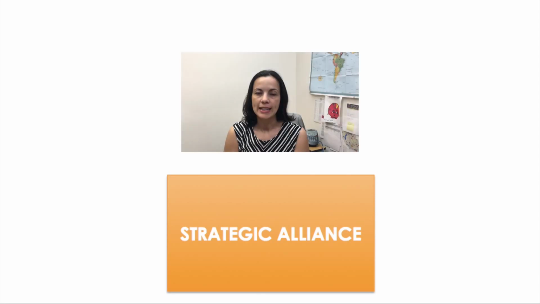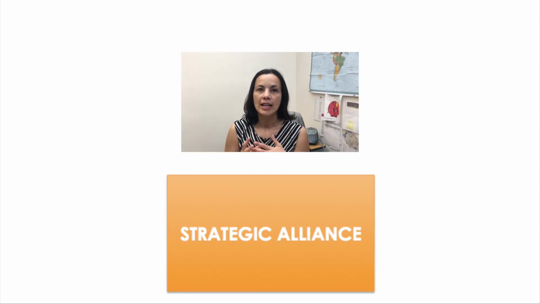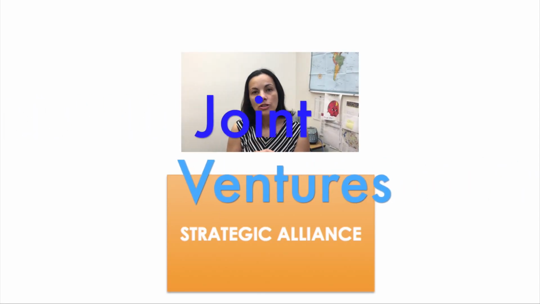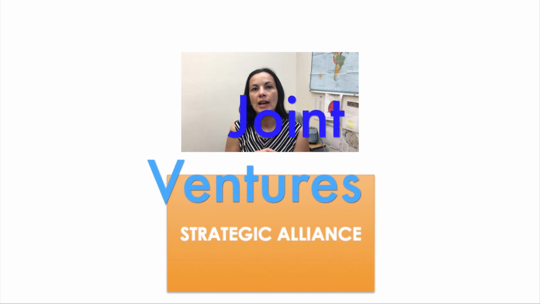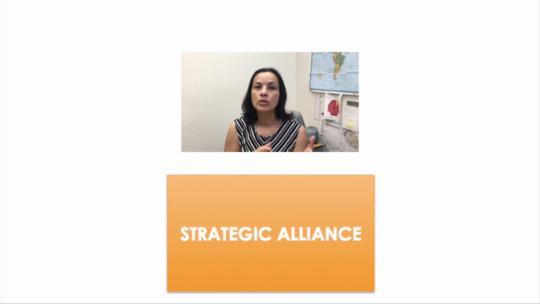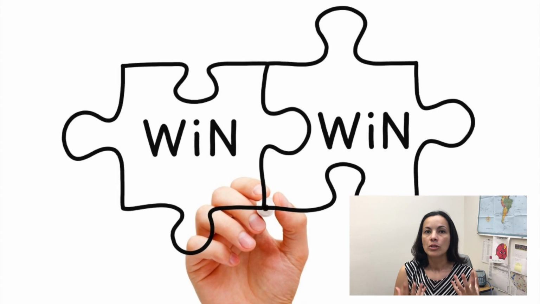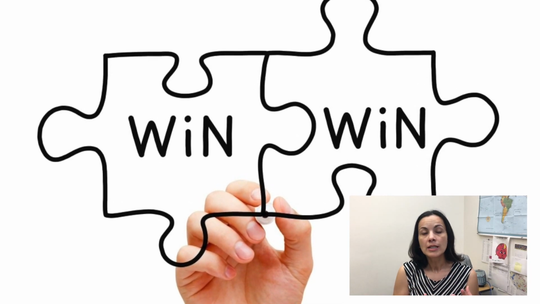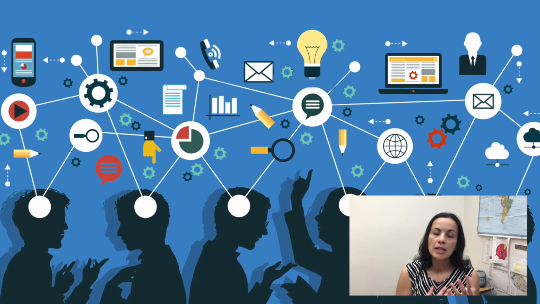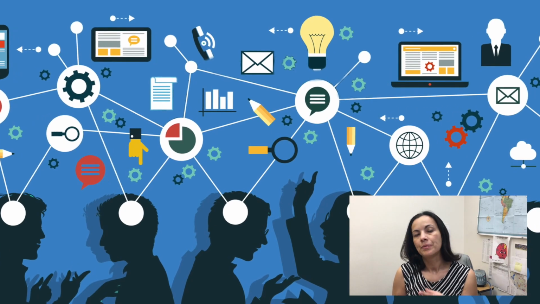Okay, so the third type of entry is strategic alliance. And strategic alliances can take the form of joint ventures. And joint ventures can be resource oriented, meaning that we share the resources, meaning that they're equity oriented, or they can be non equity, meaning that you just collaborate on projects or certain things without really sharing your resources.